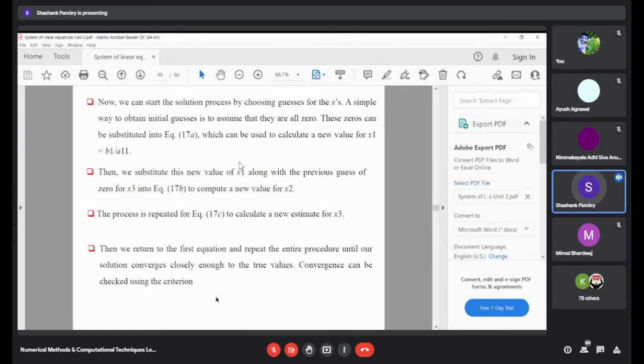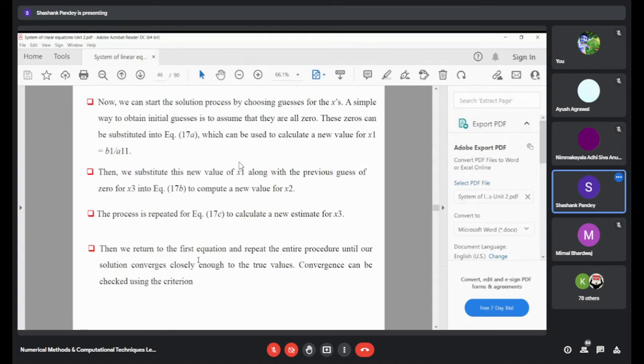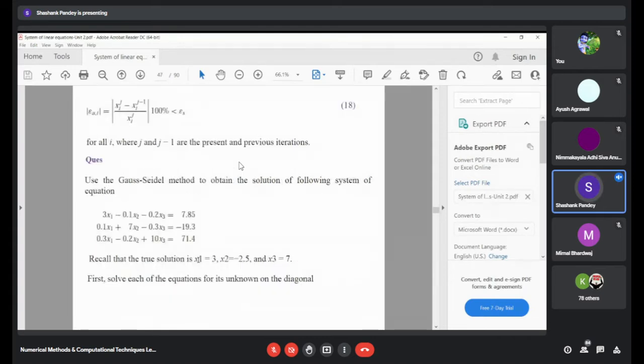In a similar manner the process will go on iterating the intermediate values of x1, x2, and x3. We keep substituting, and we get the values of the next iteration until we get the exact solution. So let us have a look at this method. How do we do this? Here we have one question.